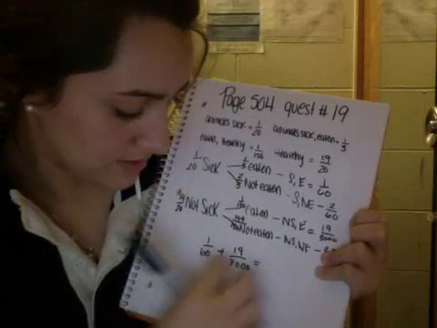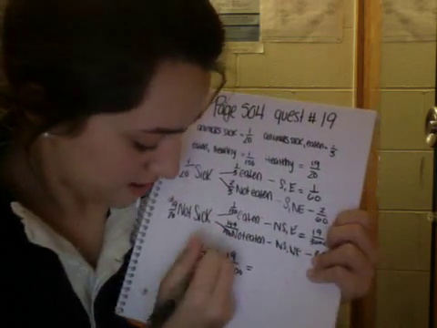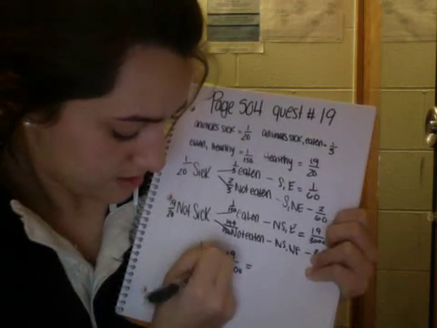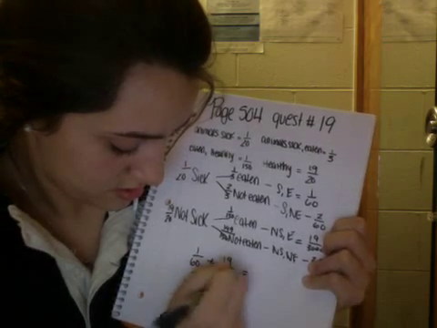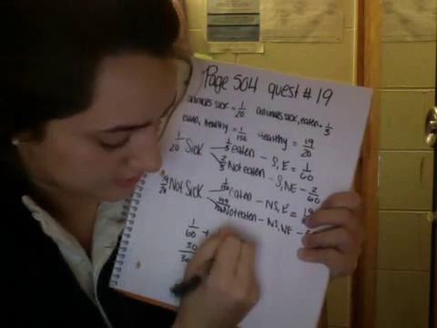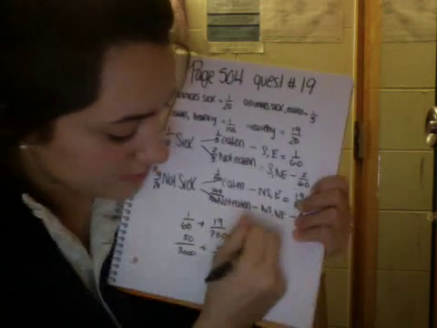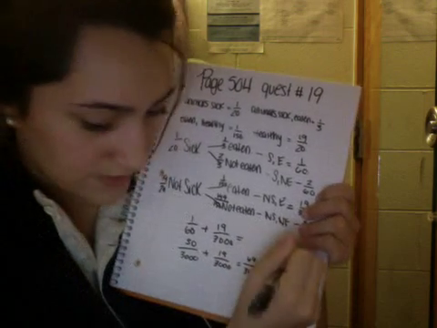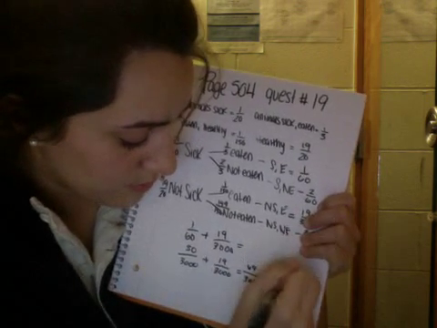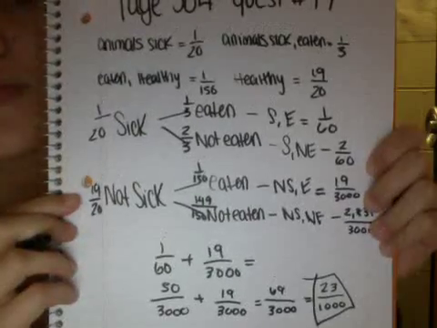And since we have to make these two bottom numbers the same, we're going to multiply and get 50 over 3,000. And then we're going to add that with 19 over 3,000. And then our final answer will be 69 over 3,000. But that can be simplified into 23 over 1,000. And that's your answer. That's the probability of a caribou being eaten by wolves.